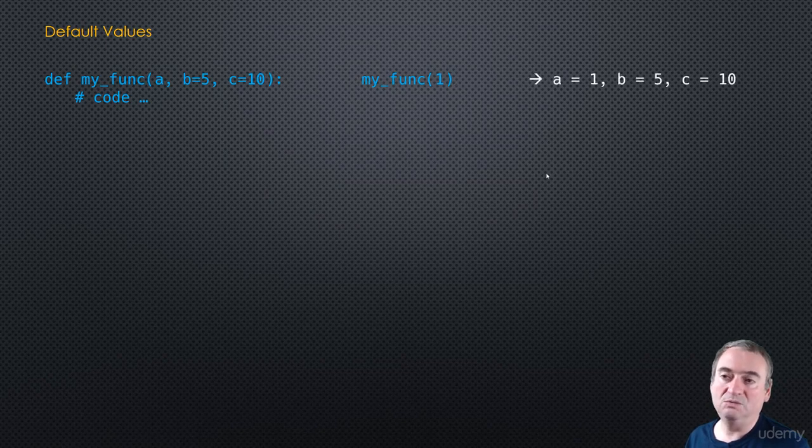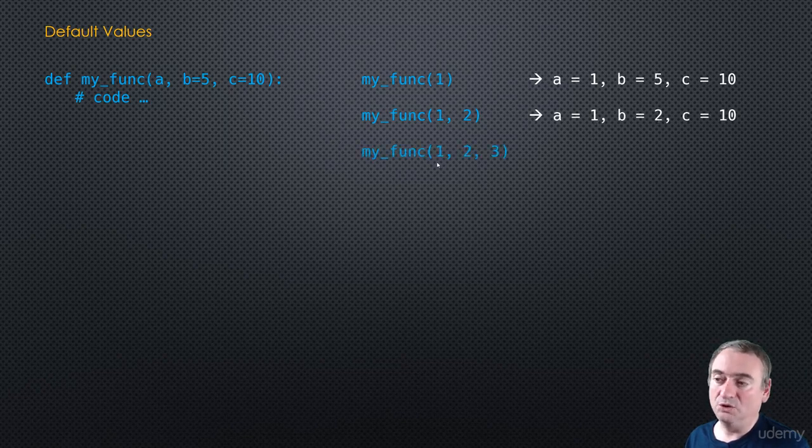And so we'll end up with a equals 1, b equals 5, c equals 10. Also, we can say myfunc 1, 2. What will happen? Well, it will put 1 into a, 2 into b, and then c will be its default value. So we have a is 1, b is 2, and c will be 10.